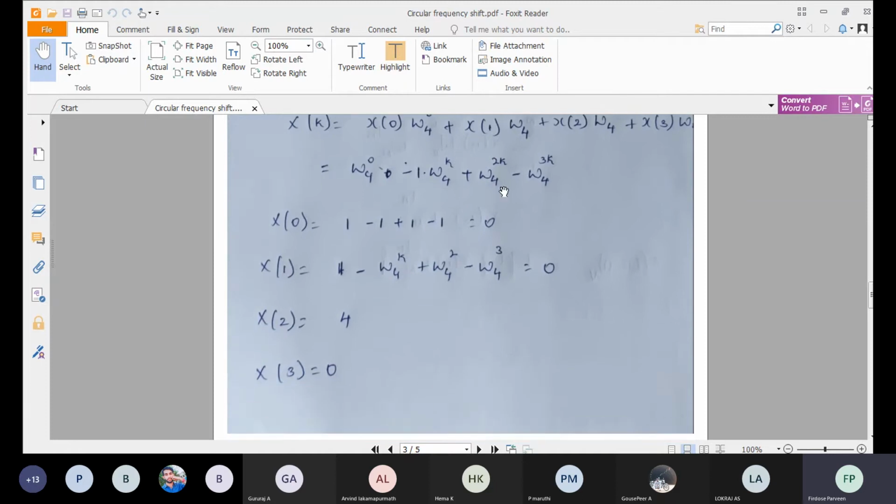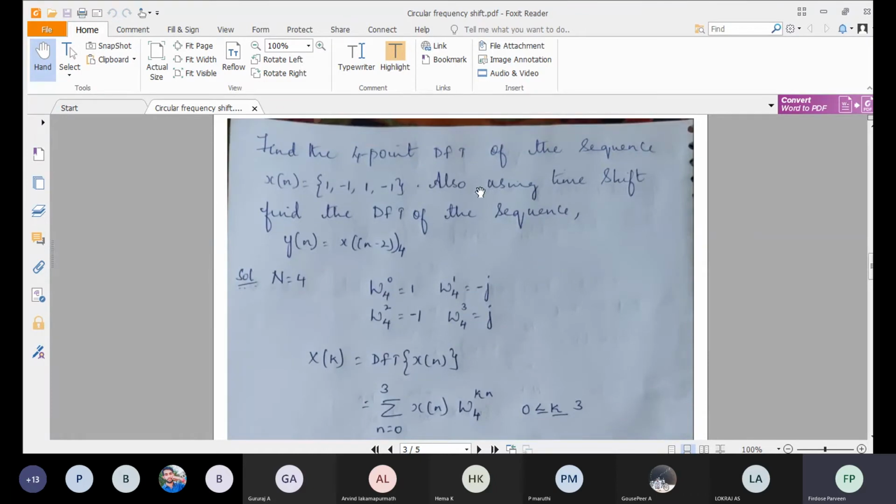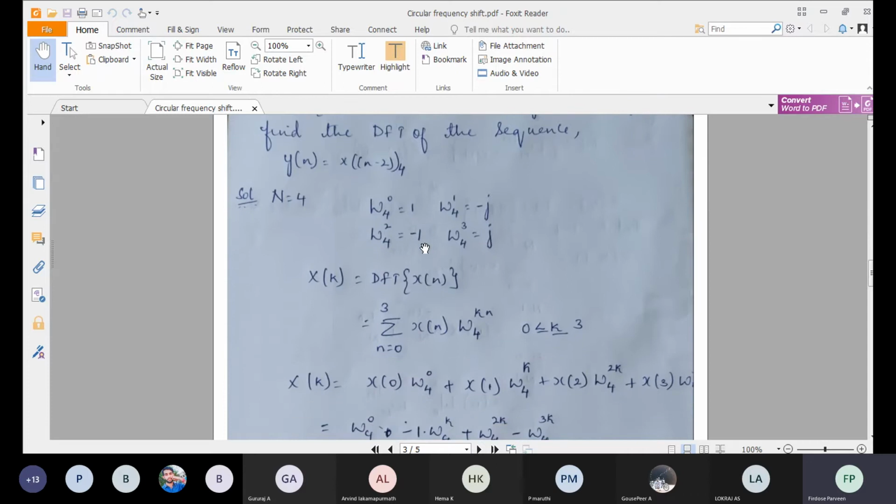So what is the sequence now? It is 0, 0, 4, 0. And they have told, use the time shift property. Using the time shift property, find out this one. So what is the formula for this time shift?